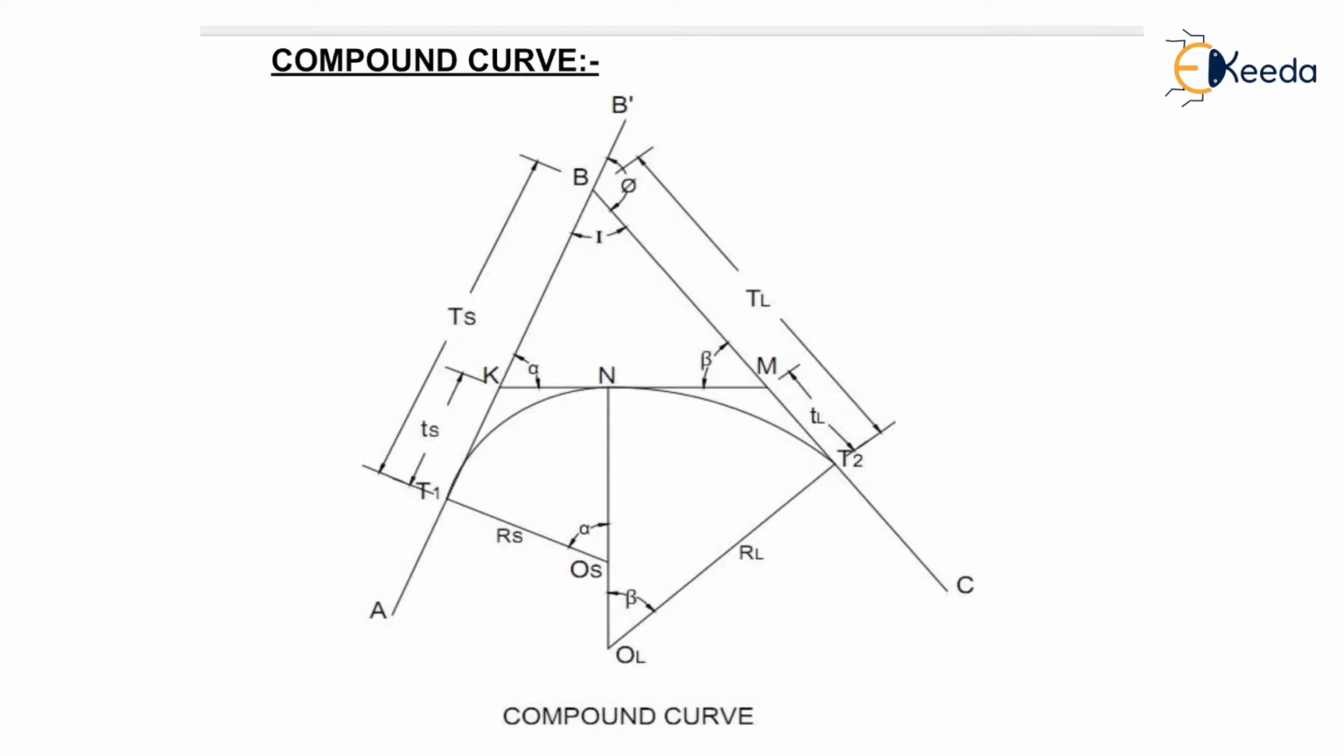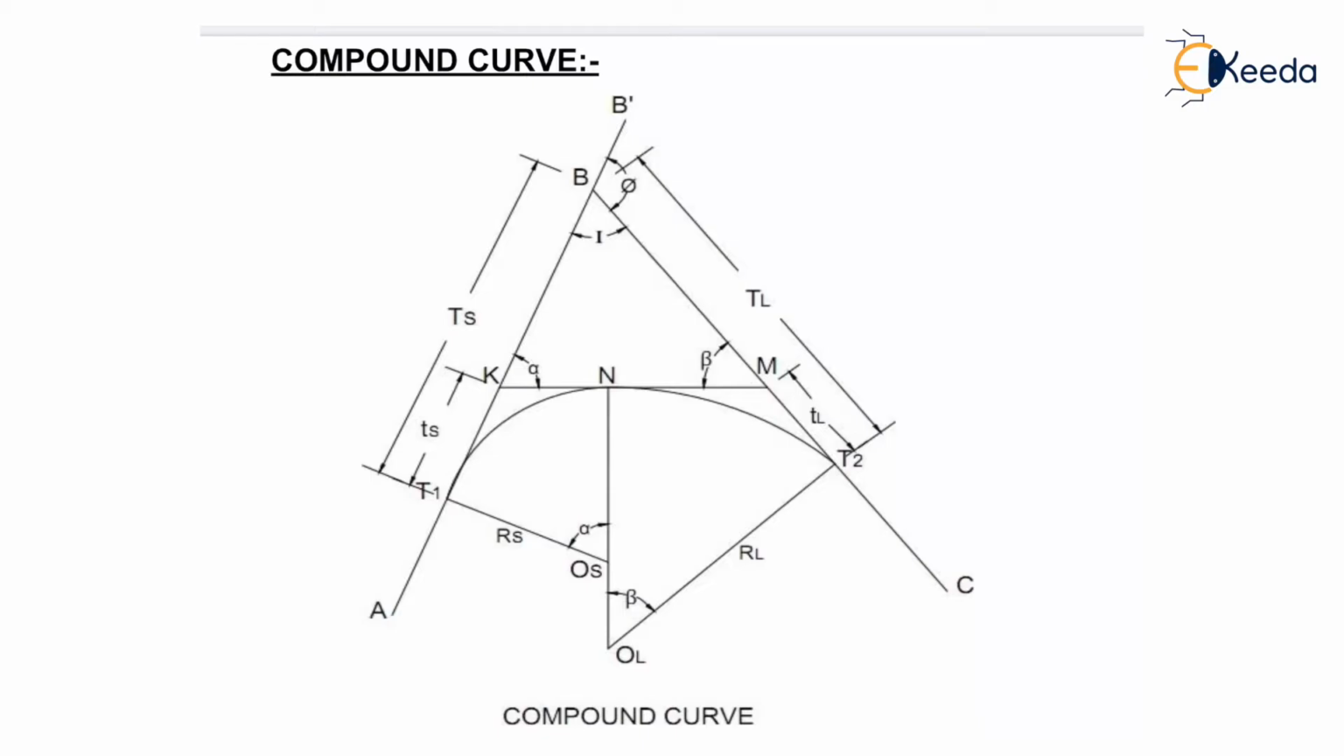Let the tangents AB and BC intersect at the point B, as you can see in the figure. The common tangent KM meets AB at K and BC at M. Now we are talking about the notations, so concentrate on RS. RS is the smaller radius O_S T1, and RL will be equal to the larger radius, that is O_L T2.